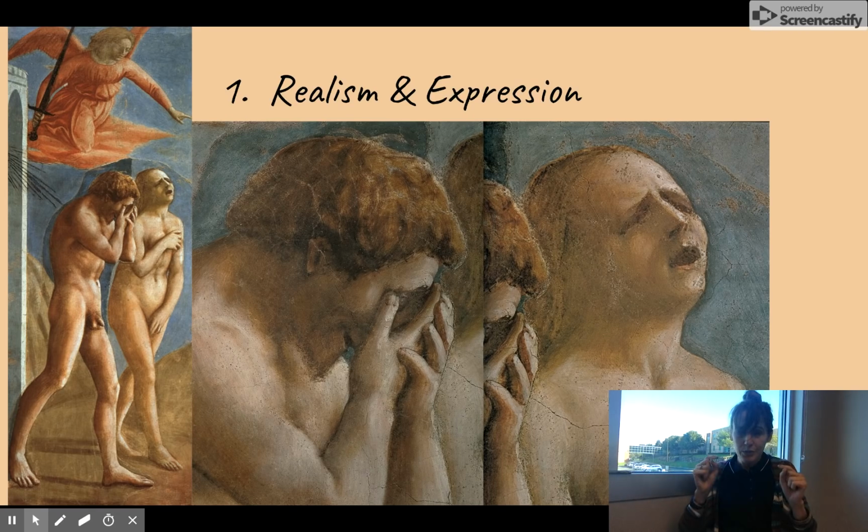So the first characteristic is realism and expression. They wanted things to look real. Like, can we make this art look like a photograph? And they wanted people to have feelings. They were not going to just create robots, right? People have different emotions and that should be reflected in art.